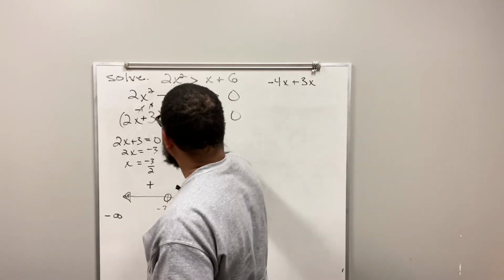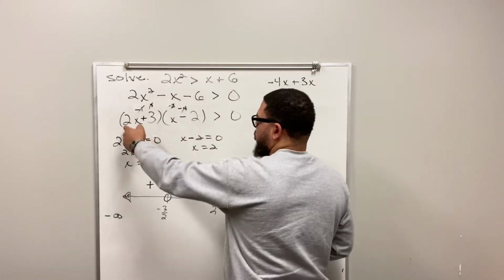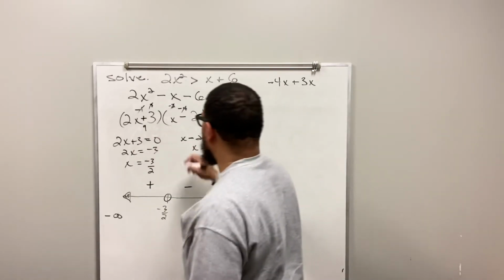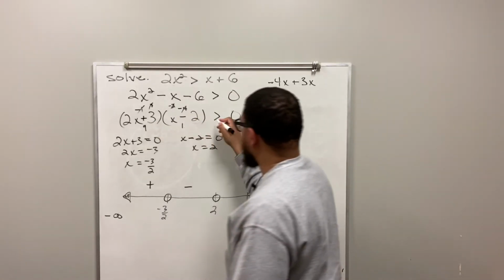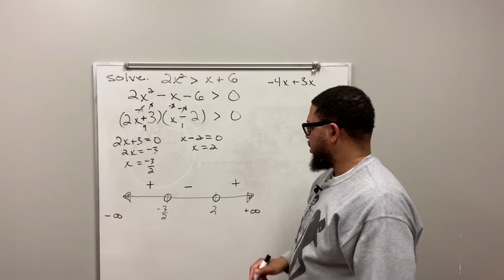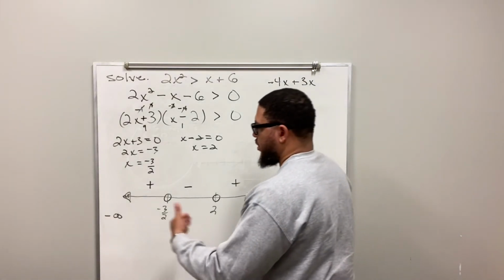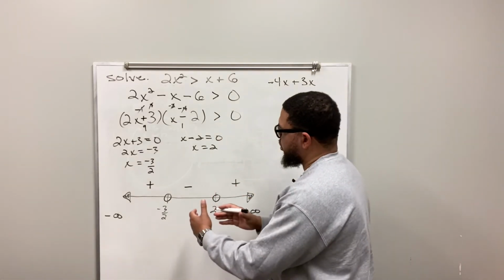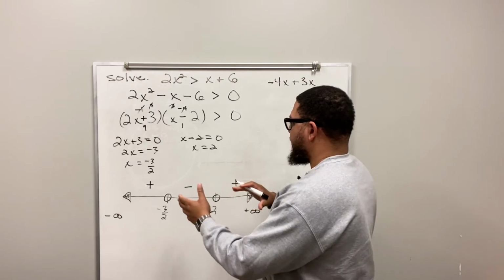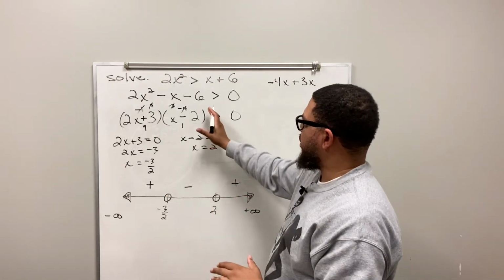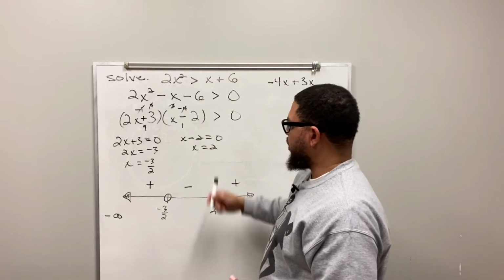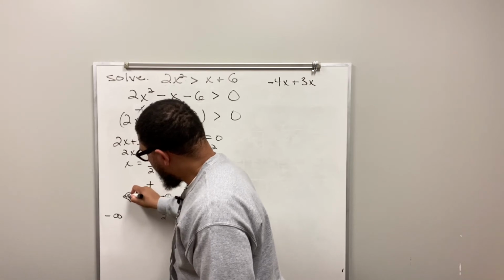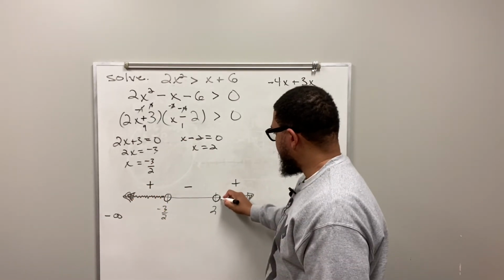Let me cross those out because we used those already. Let's see, 2 times 3 is 6. 6 plus 3 is 9. And then 3 minus 2 is 1. 9 times 1 is 9, and 9 is greater than 0. And lo and behold, like we thought, the pattern stands true. Positive, negative, positive. Now, we're looking for positive values. So the intervals where we have a result that is greater than 0 would be this interval, and this interval.